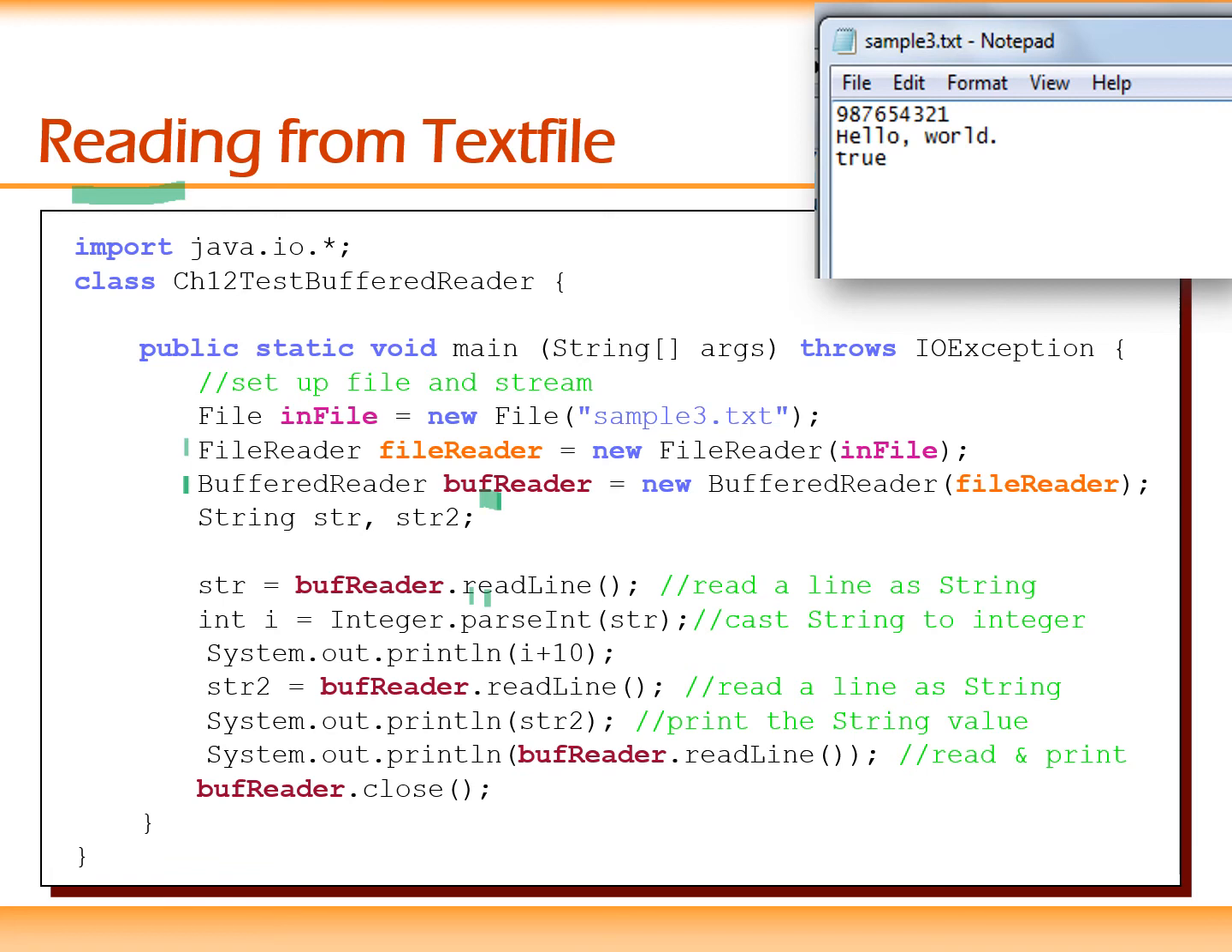If you want to do it like this, you have to make sure that you know the content. In our case, in sample3.text the first item is an integer. When it first reads it, it's in string form, so it converts this string, whose original value is a number, into a number, and then prints it out. Print line here is printed at the output section. Then it reads the second line, which is hello world, assigns it to string 2, and prints hello world at the output section. Then it reads the last line with buffered reader dot readLine, which is true, so it prints true. And then it closes the buffered reader.